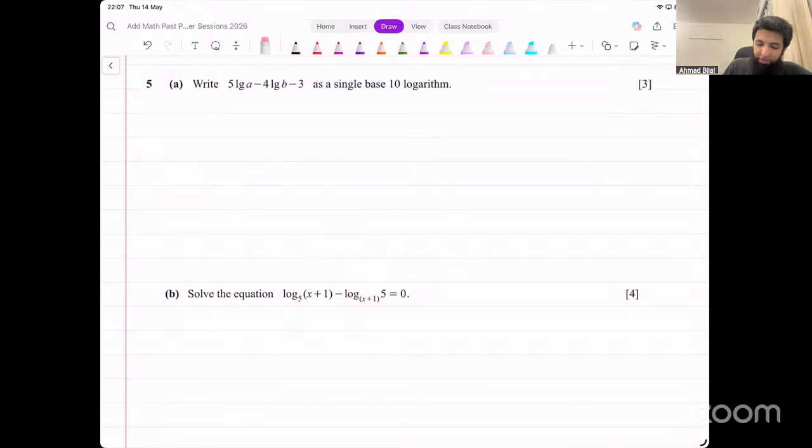lg means base 10, right? We have to write it as a single log. How can we do that? We can take 5 to the power, we can take 4 to the power. Let's do that first of all, because otherwise we cannot apply the division law or multiplication law unless we have gotten rid of the numbers outside. So it becomes lg a raised to power 5 minus lg b raised to power 4. Now, what about this? How do we write negative 3 as a log term?